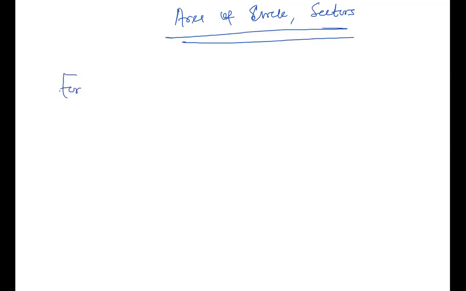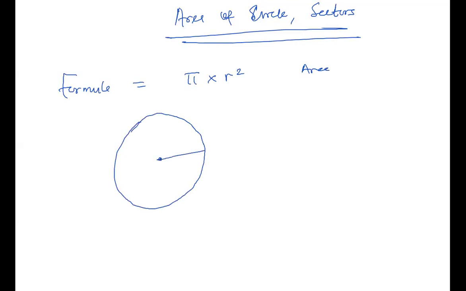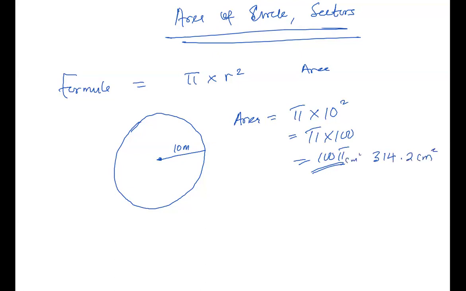So the formula for the area of a circle is pi times radius squared. You know that? So if you have this circle and they ask you to find the area, area equals pi times 10 squared. That gives you pi times 100, which is 100 pi. Or you can convert it to decimals. It should be 314.2 centimeters squared. That is just how to do that one. That should not be a problem for you.